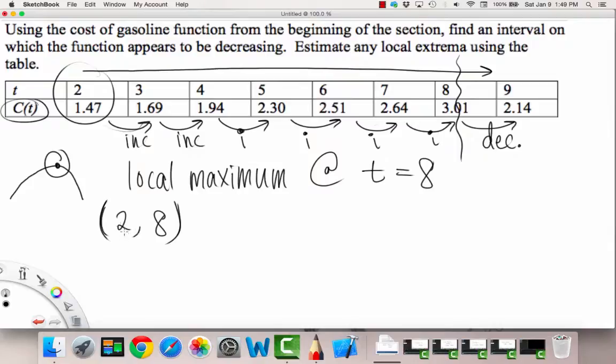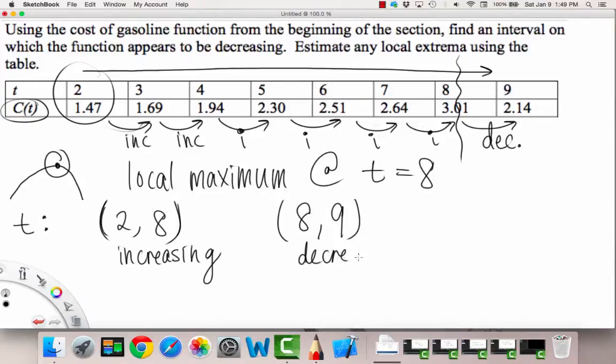So this is the t interval, of course. From 2 to 8, when t goes from 2 to 8, the function is increasing, right? And then from 8 to 9, this interval here, we have decreasing. Okay? So this is our decreasing interval there. Alrighty?